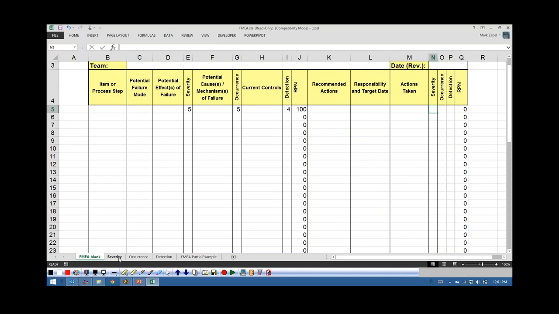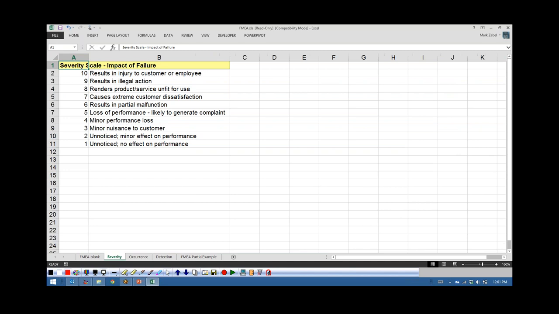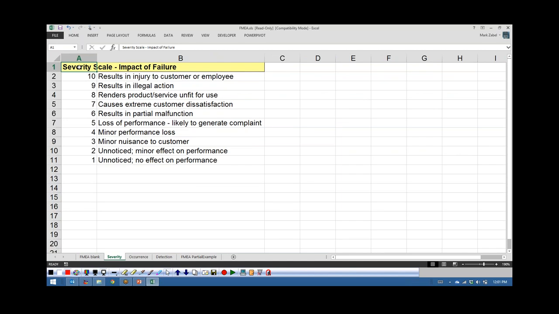Before I go into that, I want to show you that I do have some tables on these tabs here in your template, where I have a tab for severity. And this is just a guideline, by the way. You don't have to use this 100%, but here's a guideline on what we might put the severity at. Tens or nines are always like, we could get sued, we could lose a major customer, somebody could die. Those are tens or nines. All right? And then ones or twos are always things like, customer doesn't even notice it, there's no loss really at all, or maybe there's a minor effect on the performance.